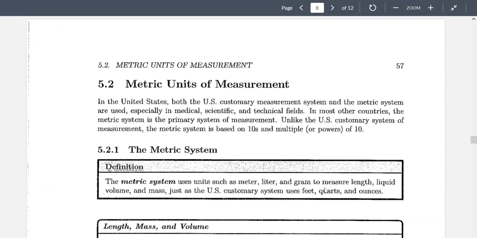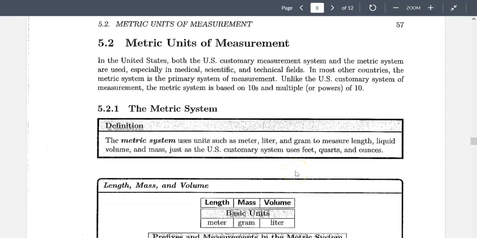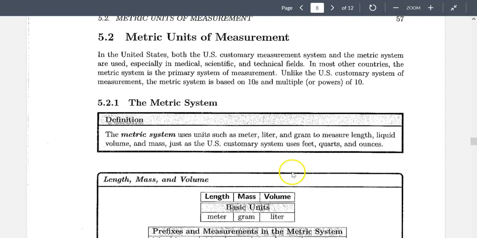In chapter 5.2, now metric unit of measurements. Now, the metric system is used pretty much everywhere other than the United States. So we do use it a lot, especially in international business. So let's take a look.